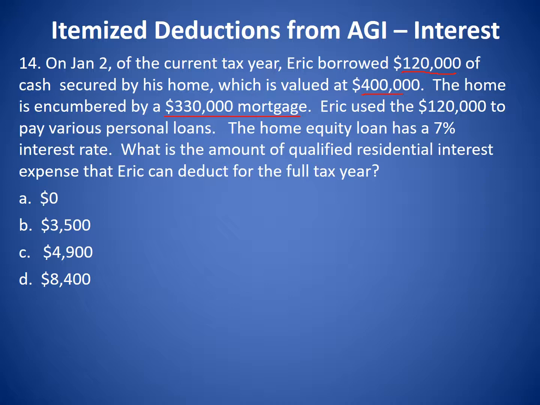The home equity loan is 7%. So what's the amount of qualified residential interest expense that Eric can deduct for the full tax year? Again, you're given your 4 choices. Go ahead, stop the video, make your choice, and when you're ready, restart the video to review the answer.